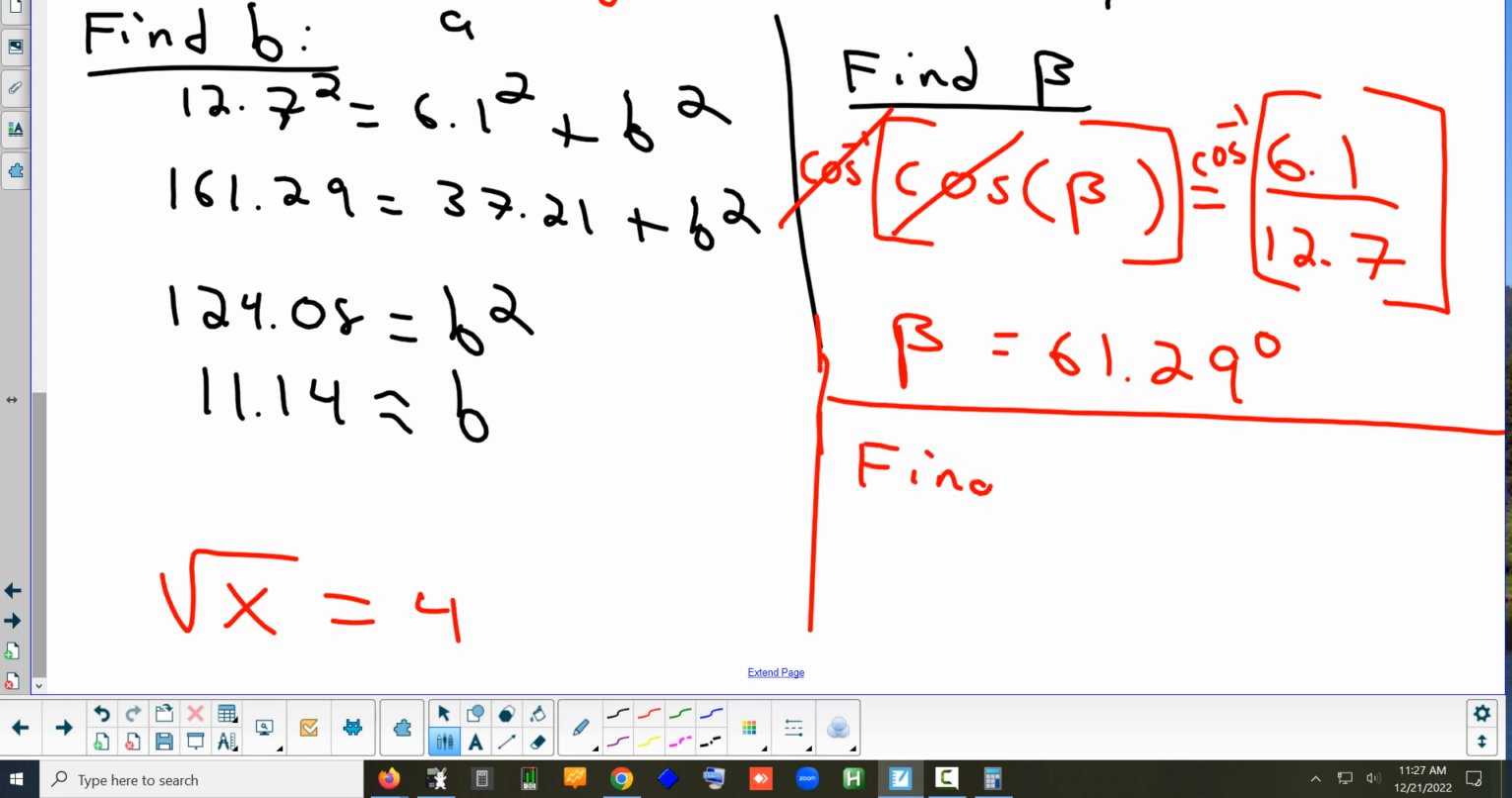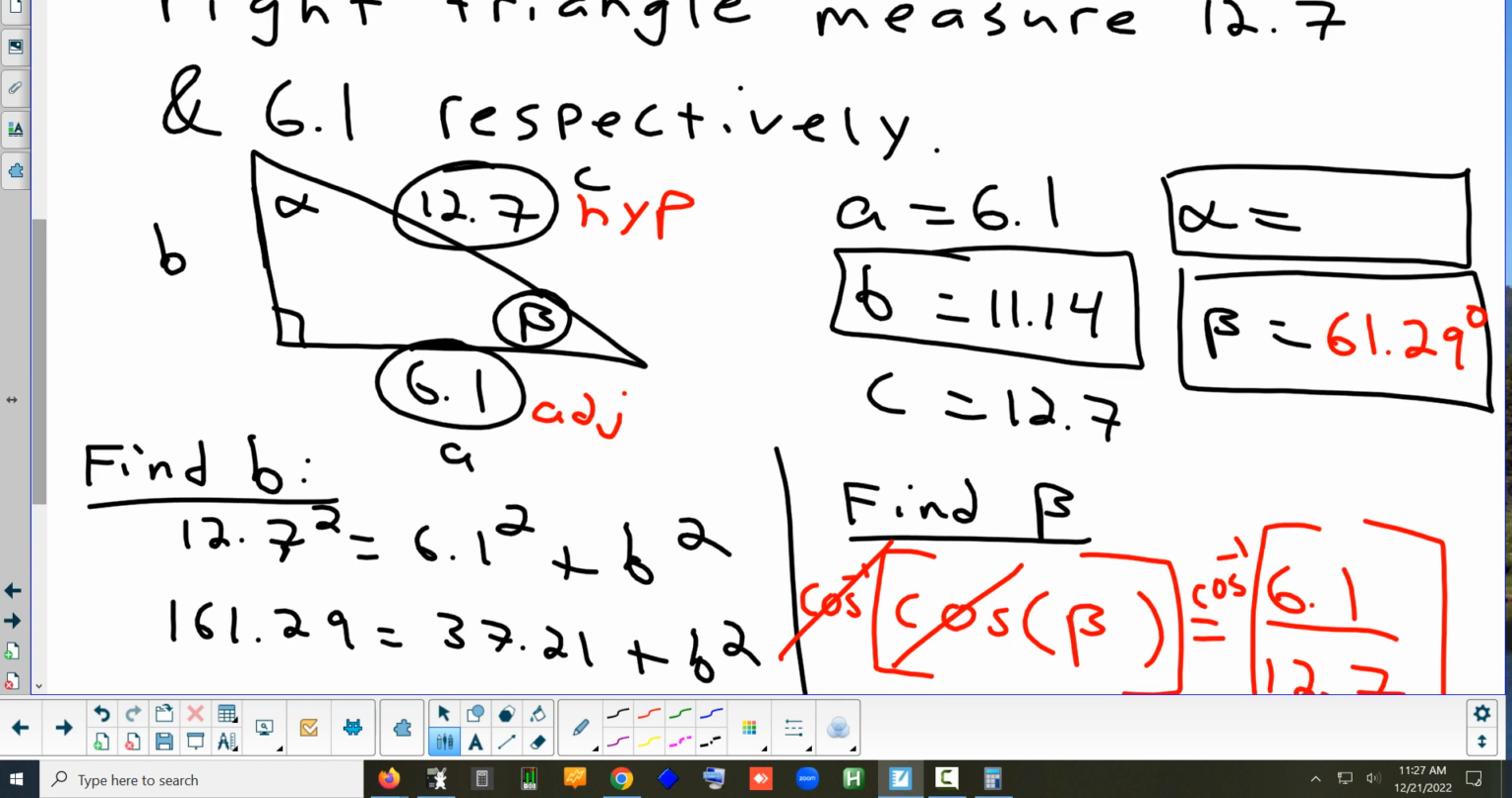Let's find alpha. Okay, so we want to know this one, and we're going to use this. We're going to use that. Well, now these names don't apply anymore because you switched your angle. So now you're looking at everything from a different angle. Well, let's start with the bottom one.